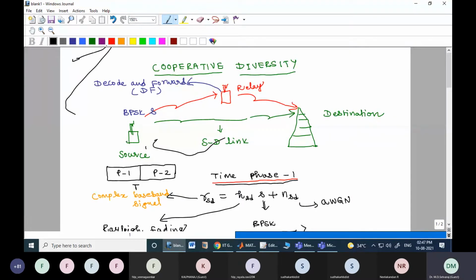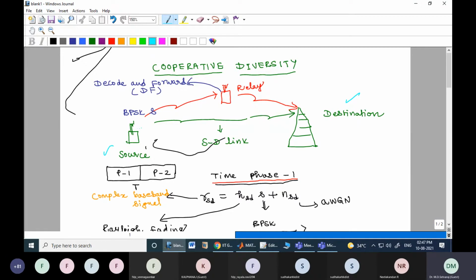In the cooperative diversity system, we are going to have the source. This is the source. Then we have the destination. The source intends to transmit the data to the destination. But because the link may be poor or because of some other conditions, the link may or may not be available. Therefore, we want to have an alternate path, like we want to create a diversity effect. For that, I introduce a relay.